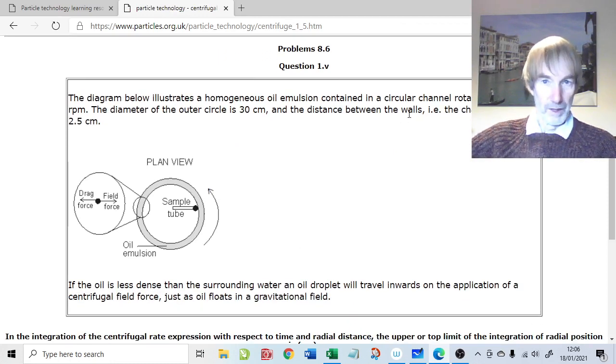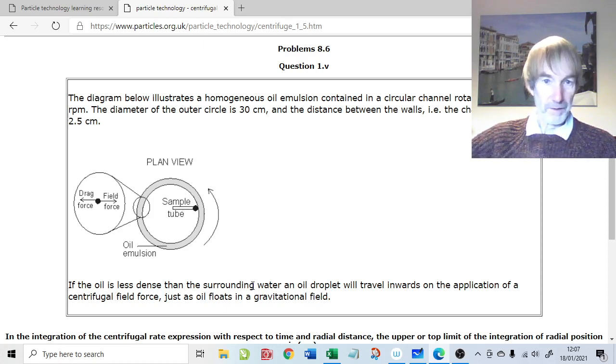Okay, so here's our circle channel rotating at 1,000 rpm. The diameter of the outer circle, be careful because it's talking here about diameter, so this is from one side to the other side, is 30 centimeters, and the distance between the walls is 2.5 centimeters. So the distance between the two walls of the grey channel here is 2.5 centimeters, and of course the radius to the outer wall is 15 centimeters, not 30, because 30 is the diameter.